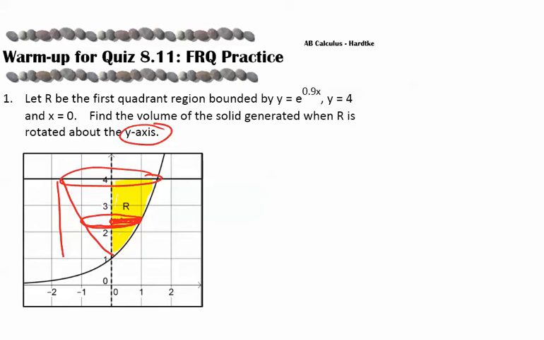So we're going to have these disks going from this point here at the bottom, which is clearly at 1, up to 4. So we're going to come up with an integral that's moving vertically, and our independent variable has to be the y variable. So we're going to need to find this intersection point here. We can do that with our calculator, and we're also going to need to reverse our function.